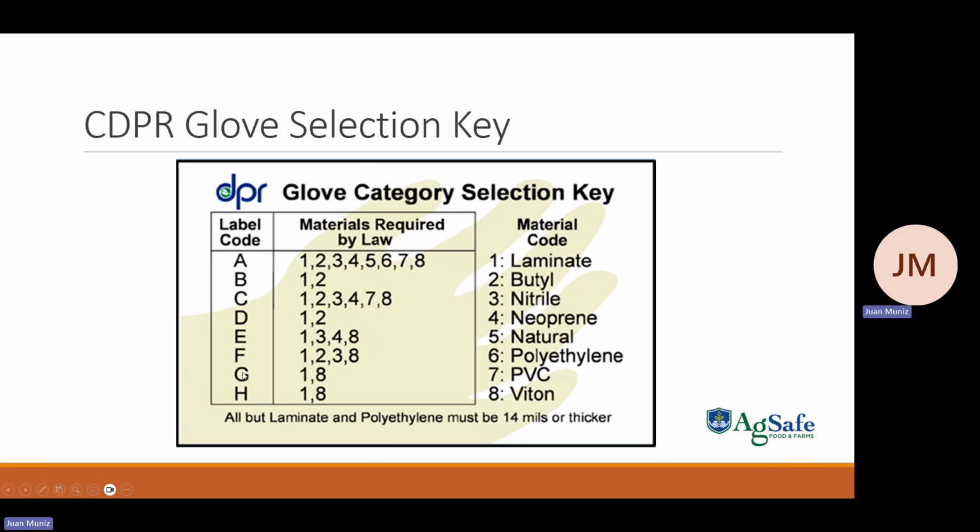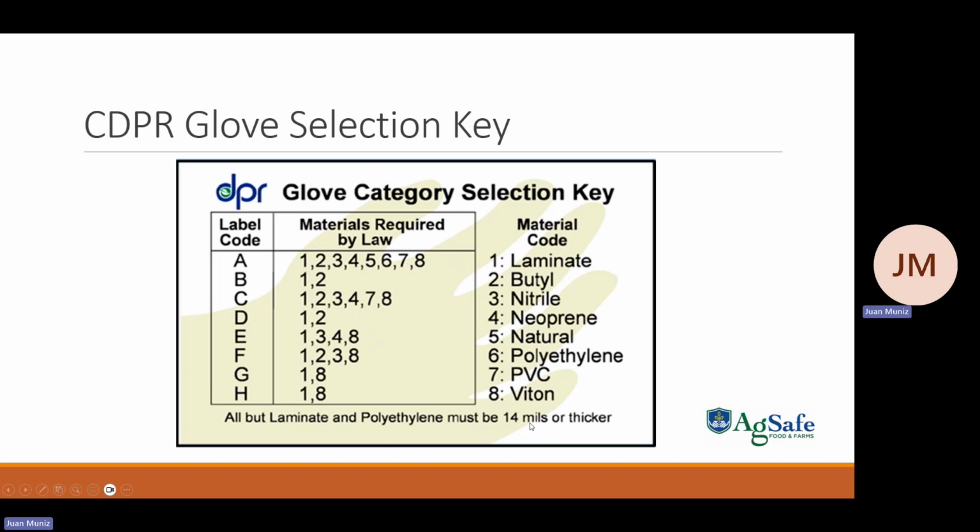But in our case, for the previous label, it just says 1 or 8. So you can only use laminate or Viton. So that means, according to this note, that the laminate does not have to be 14 mils or thicker. But again, remember that the label said that they had to be laminate or Viton greater or equal to 14 mils. So let's not get confused.